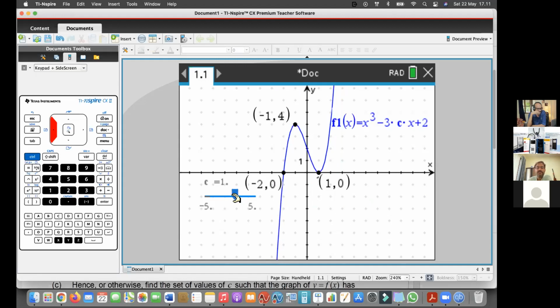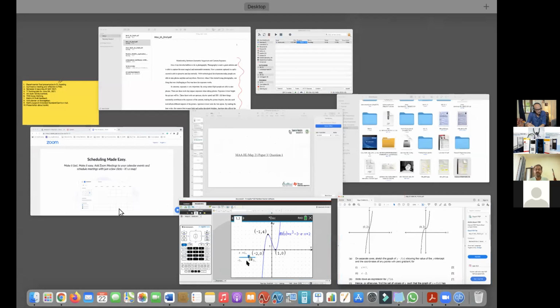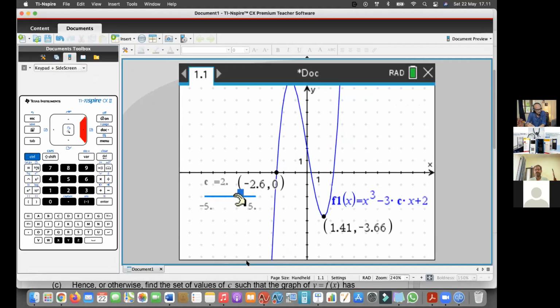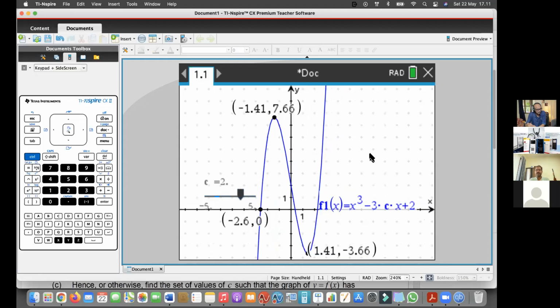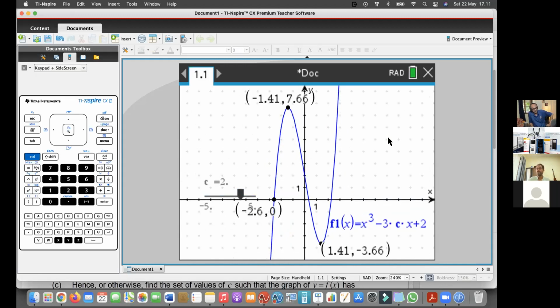So when you change the value of C, this much work you don't need to do again and again. You do it just once, and that's all. So for C is equal to 1, if you go back to the question where he was asking for 1 and 2: for C is equal to 1 and for C is equal to 2, these are the ones. You can have a look at this. Just click, pinch it, and you can move your graph. These two you need to show in your answer script.